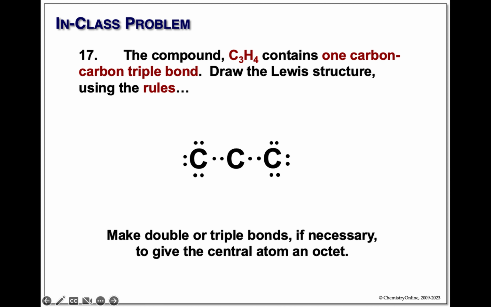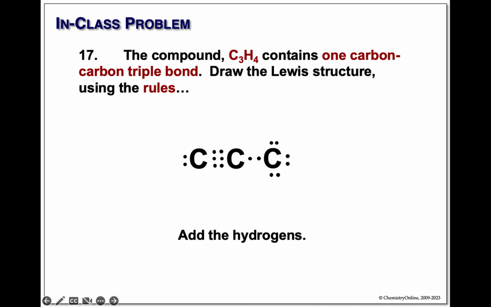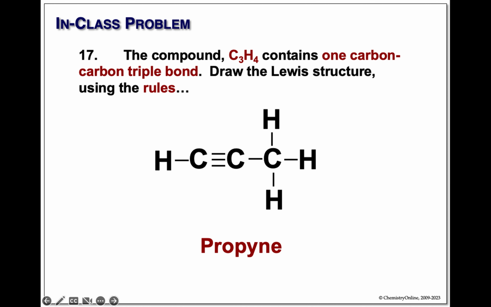Make double or triple bonds if necessary. Well, we know it has 1 triple bond. So, move them in. There's our triple bond. Finally, add the hydrogens. We're going to go 1, 2, 3, 4. And there's our propyne. Seems so simple when I do it, doesn't it? Any questions?